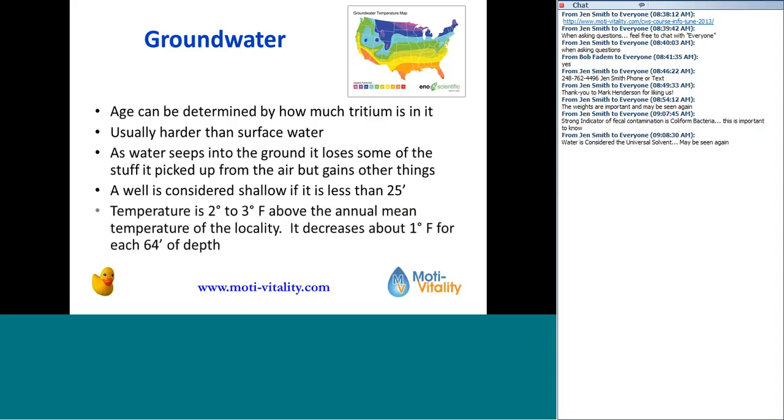And the temperature is going to be 2 to 3 degrees Fahrenheit above the annual mean temperature of the locality. And it decreases about 1 degree Fahrenheit for each 64 feet of depth. What that means is that if you've got an annual mean temperature, so the average temperature of an area, of say 50 degrees, then the water is going to be roughly 52, 53 degrees, okay?